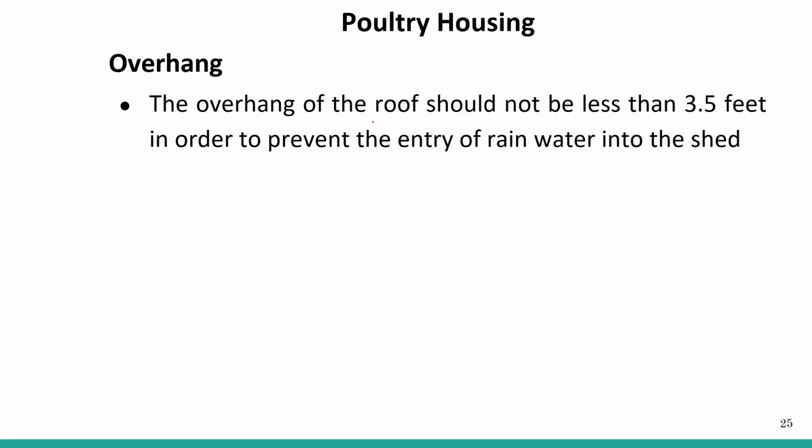Overhang. The overhang of the roof should not be less than 3.5 feet in order to prevent the entry of rainwater into the shed. So there should be an overhang so that no water comes into the poultry house or the poultry farm. For that there should be construction of an overhang, and that should ideally be 3.5 feet.